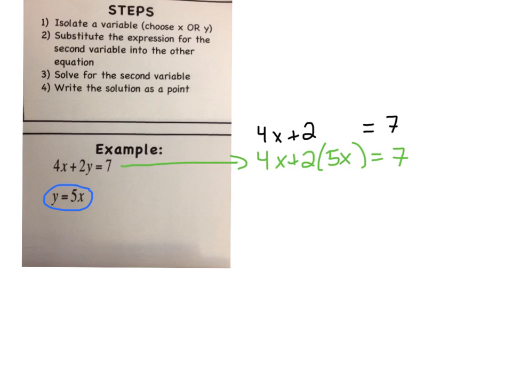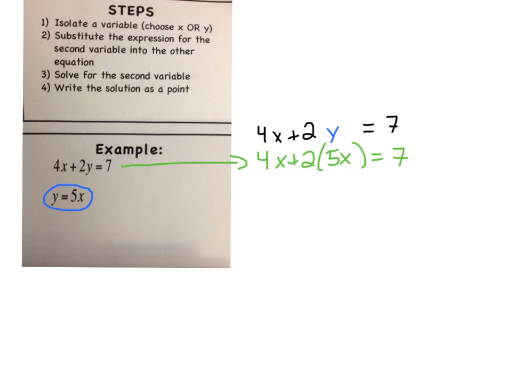Let's try one together. So we have 4x plus 2y equals 7 and y equals 5x. This is nice because we've already isolated a variable. In this case, we've isolated y, and we know that y equals 5x. This means that instead of writing 4x plus 2y equals 7, I could rewrite this equation as 4x plus 2 times 5x, because we know that y is actually the same thing as 5x, equals 7.